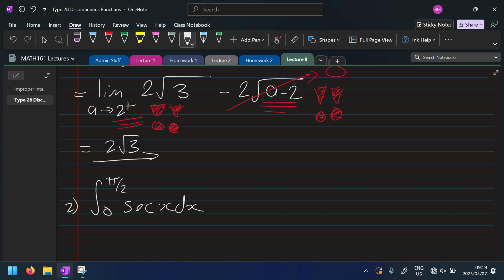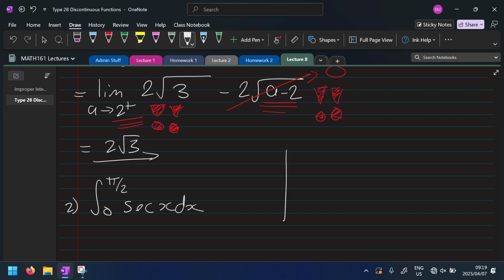Now again, this looks like something we've seen before. The integral of sec, we've done that 50 times already. Going from 0 to pi over 2, we just substitute. But there's a problem. The sec over here is an asymptote at pi over 2.